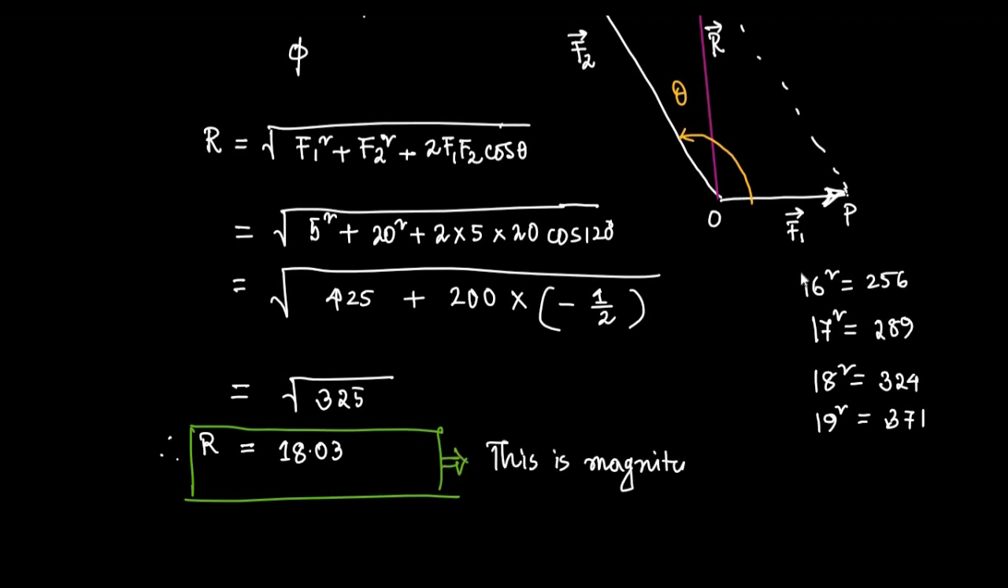This is the magnitude of the resultant force of two forces having magnitude 5 Newton and 20 Newton acting at an angle 120 degree. R is equal to 18.03 Newton. That is the resultant force.